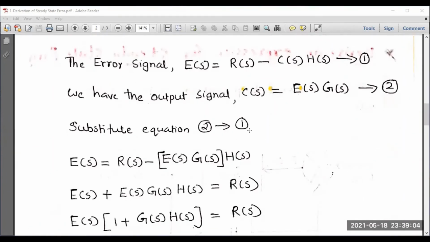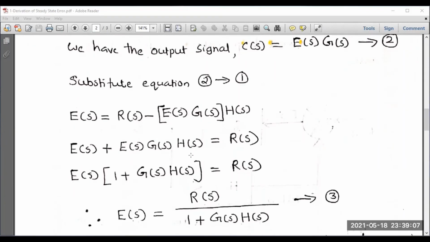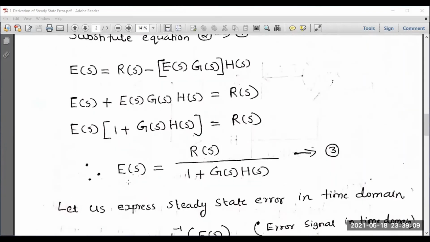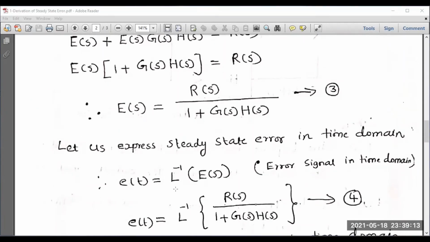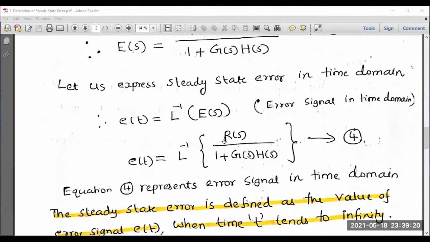So equation number 2 will be substituted in equation 1. From this expression, I am going to separate the value of E of s like this. I'll be calling E of s equation number 3. Now, I require the error in the time domain, so please do take the inverse Laplace transform. Afterwards, I am going to get the final expression like this.